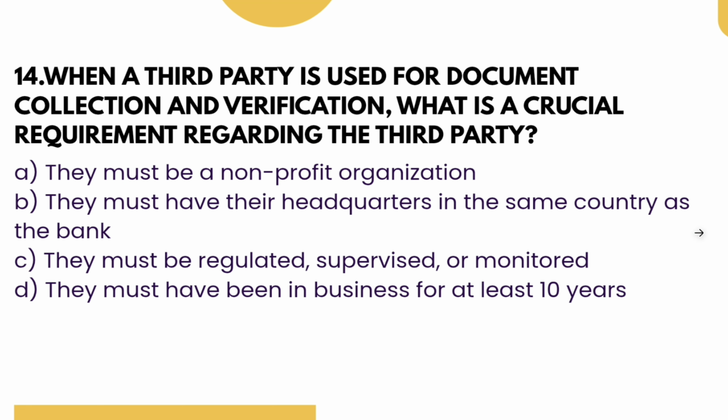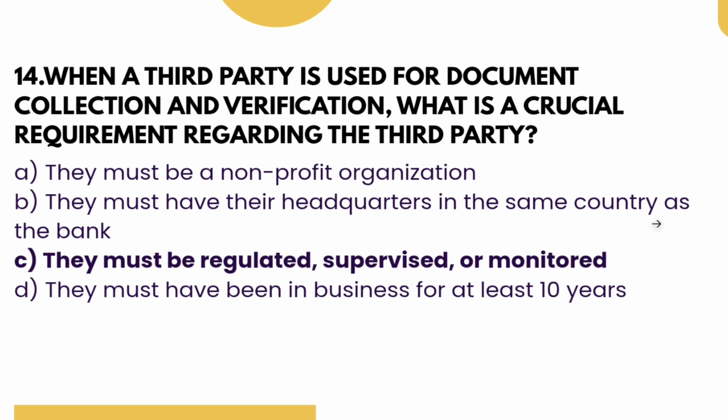The next question. When a third party is used for document collection and verification, what is the crucial requirement regarding the third party? The options are A. They must be a non-profit organization. B. They must have their headquarters in the same country as the bank. C. They must be regulated, supervised or monitored. And D. They must have been in business for at least 10 years. The answer is C. They must be regulated, supervised or monitored.